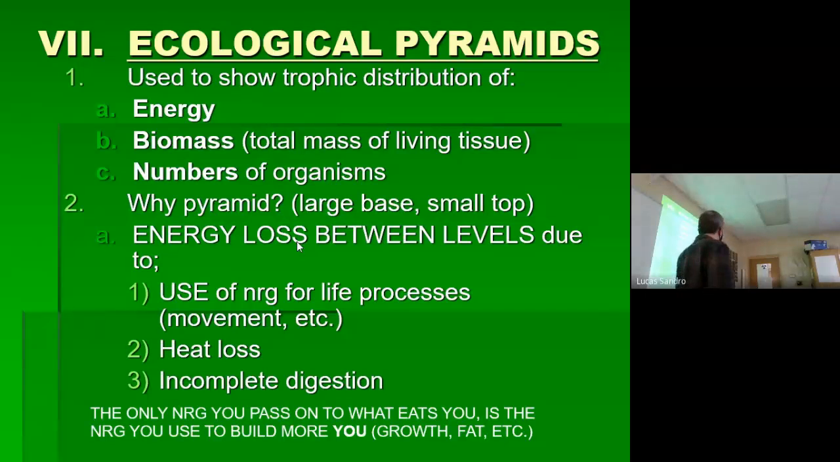Now, there are differences. Each different way you can do one of these pyramids. Producers are always at the bottom, right? And we go up: primary, secondary, tertiary consumers. We don't worry so much about decomposing.